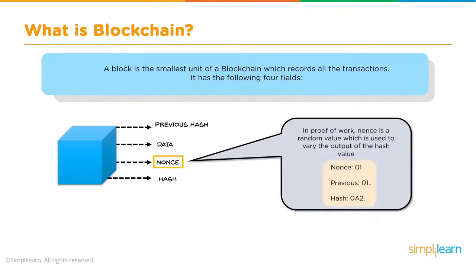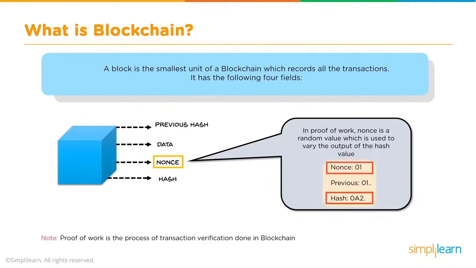Nonce. In the proof of work consensus algorithm, which is used in Bitcoin, the nonce is a random value which is used to vary the output of the hash value. Every block is supposed to generate a hash value, and the nonce is the parameter which is used to generate that hash value. And proof of work is the process of transaction verification done in blockchain.